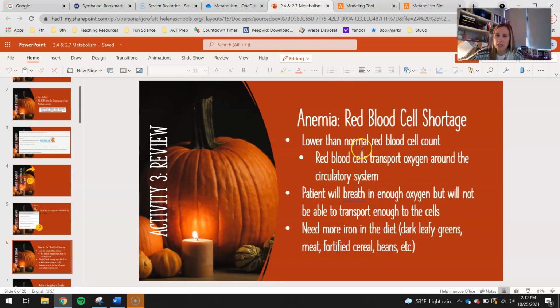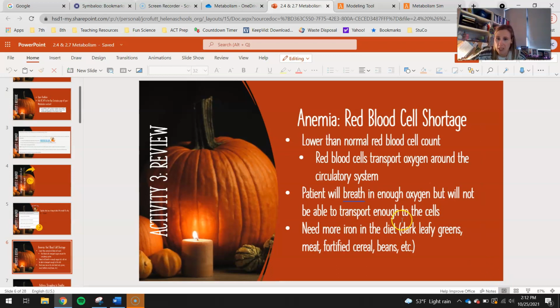Okay, so again, you can think of them as little taxis that carry oxygen around. With that being said, your patient will breathe normal. If you have anemia, you're breathing normal, you're getting the correct amount of oxygen into your lungs, but when those little red blood cells go to pick up oxygen from the lungs and the circulatory system, they're just not picking up as much oxygen because there's less of those little taxi cabs.